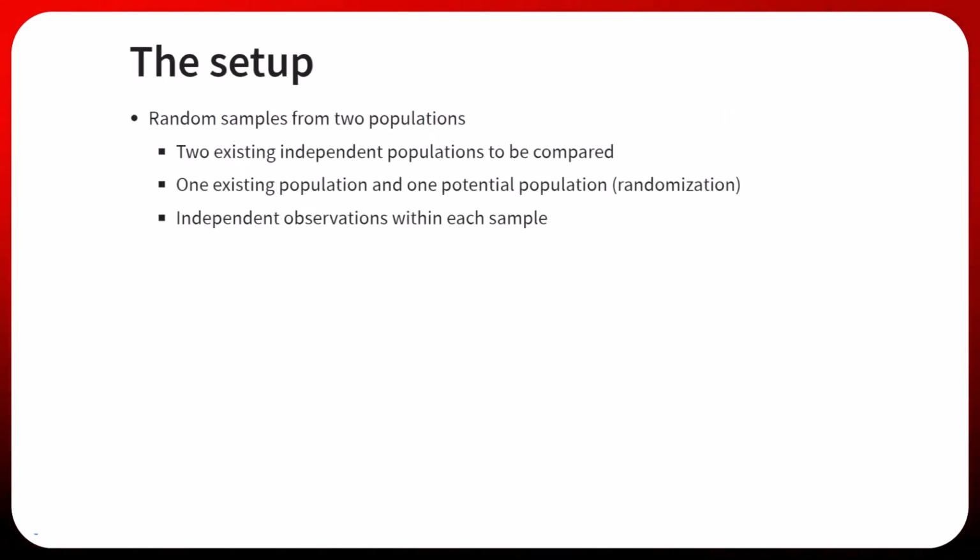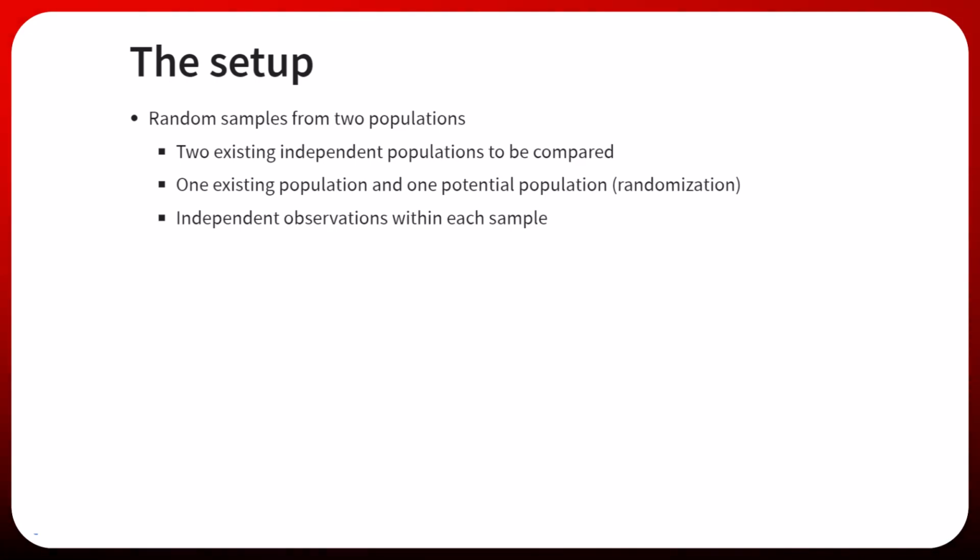We have random samples from two populations. We might take a sample from each of two existing independent populations to compare them. More commonly, we may have one existing population and we draw a sample from that, randomize members of that sample to two conditions, one to represent the existing population and another to represent a potential population, a population of individuals that could potentially obtain the treatment.